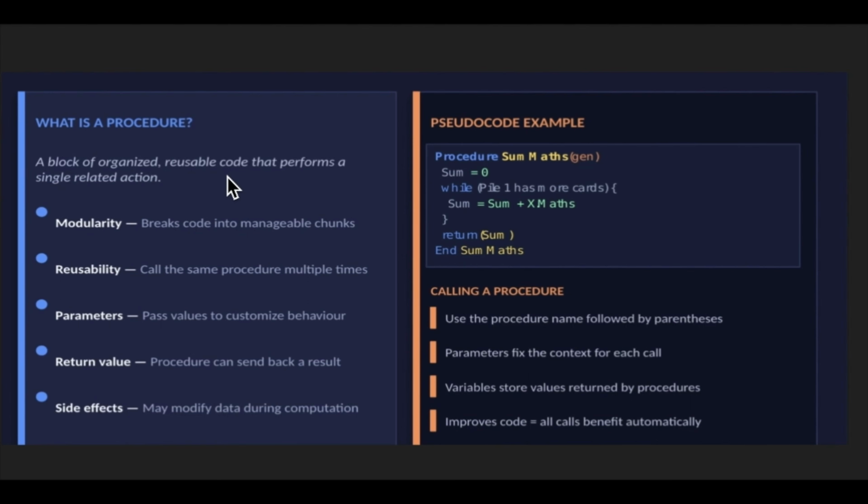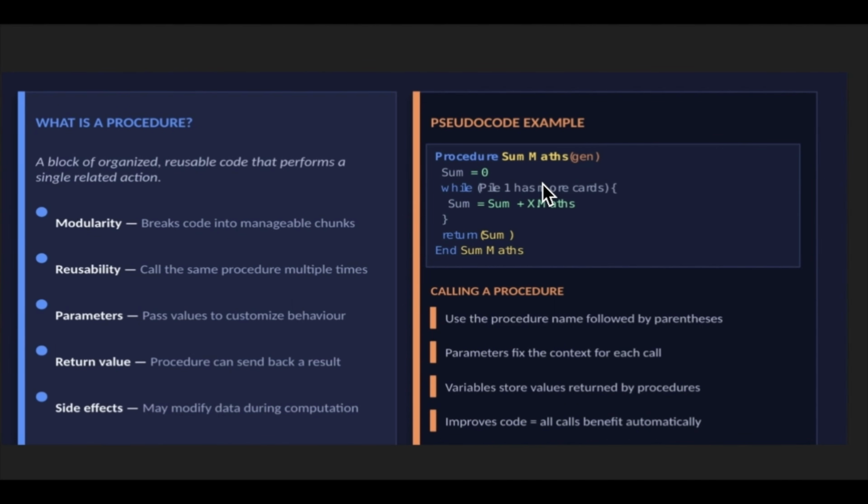The key things about procedures are that they take parameters. Here you can see this gen is called the parameter. It means the inputs that you pass in. They can return a value, a result that comes back to the caller, and they might have some side effects also, things they change along the way.